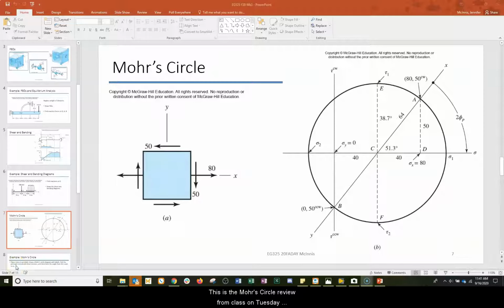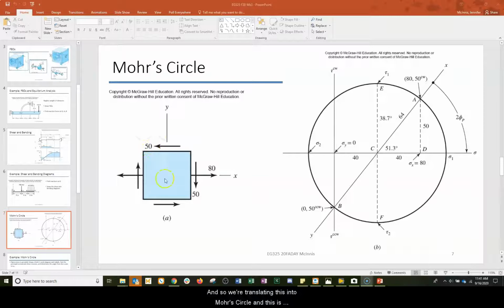This is the Mohr's circle review from class on Tuesday, September 15th. We started by looking at this example from the text of Mohr's circle, where I have a normal stress of 80 units on the x face, a known normal stress of 0 on the y face, and 50 units for tau xy. It is clockwise on the x face and counterclockwise on the y.